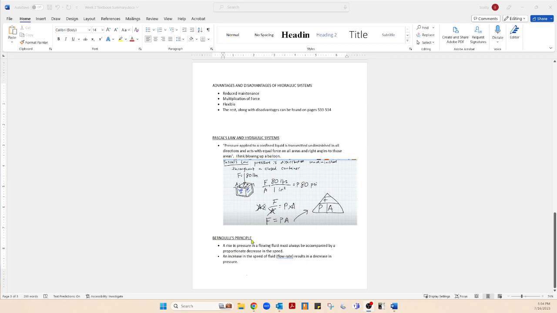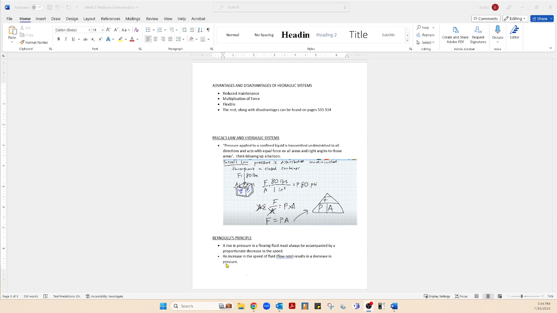Bernoulli's principle applies to hydraulics as well as aviation, because what it says is a rise in pressure in a flowing fluid, which could be air or hydraulic oil, must always be accompanied by a proportionate decrease in the speed of that air or fluid. An increase in the speed or flow rate of the fluid results in a decrease in pressure.